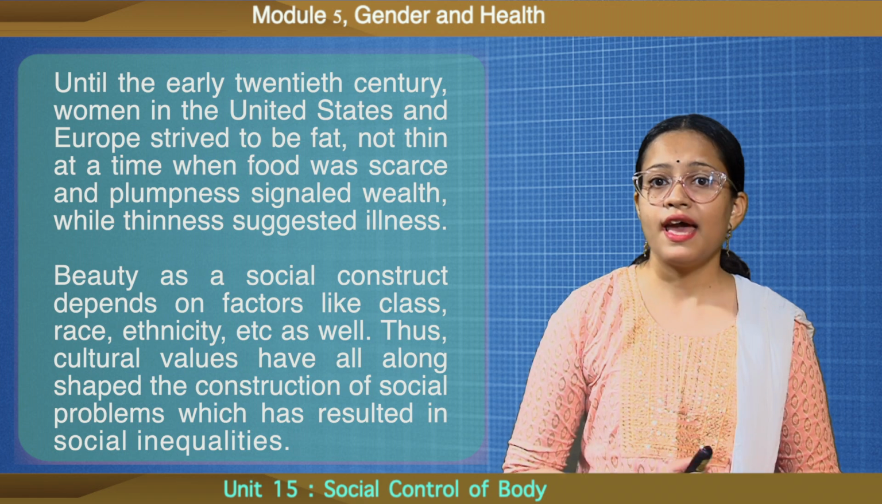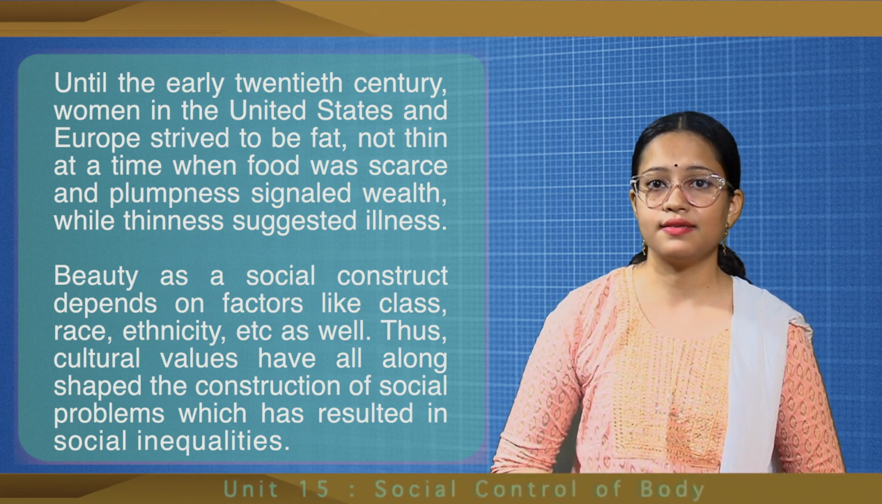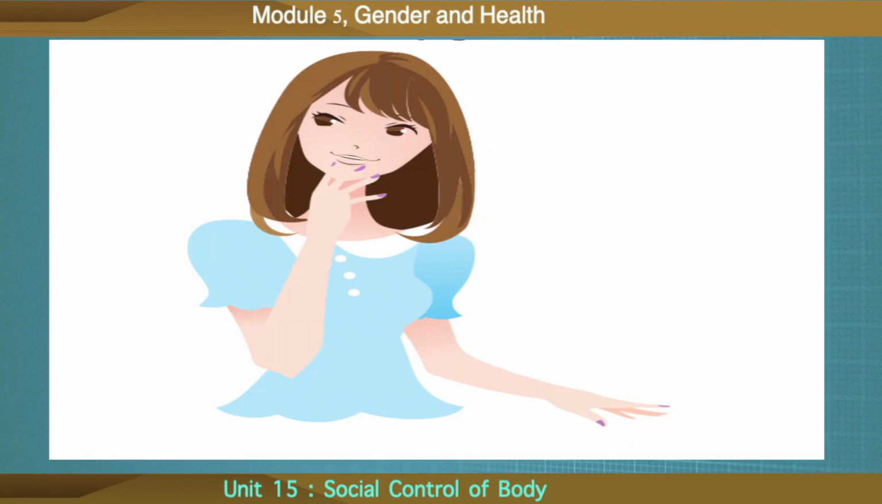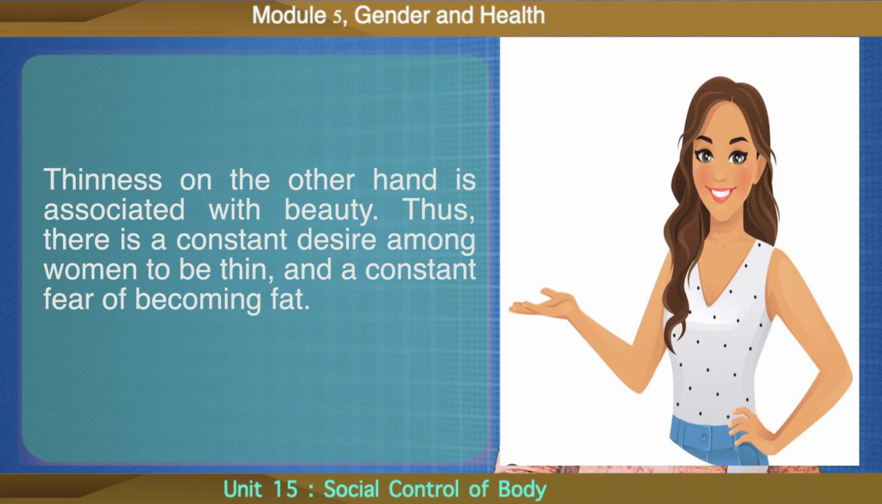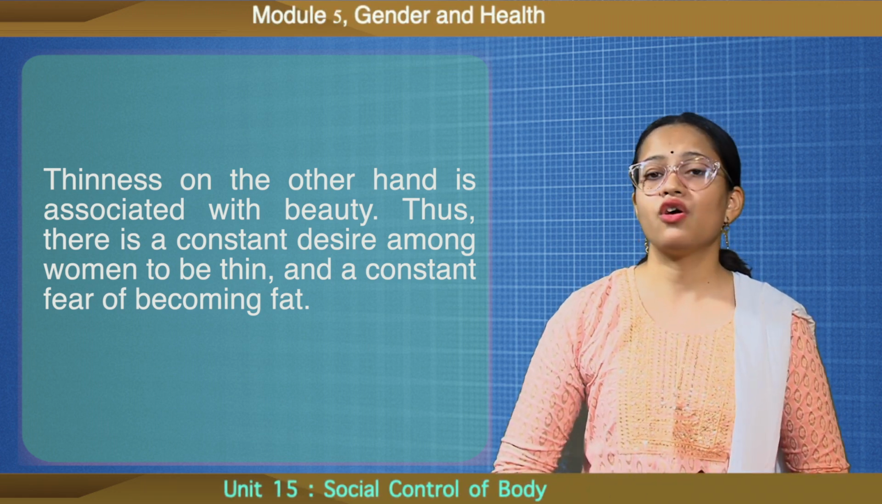Thus, cultural values have all along shaped the construction of social problems, which has resulted in social inequalities. Women have over the years fallen prey to the socially constructed idea of beauty and attractiveness. They have all along been held by hegemonic discourses of beauty standards that are socially prescribed and nearly unattainable for most women. Fat people are often thought of as being self-induced, self-indulged, lazy, and lonely. Obesity has significant associations with ill health and shortened life expectancy. Thinness, on the other hand, is associated with beauty. Thus, there is a constant desire among women to be thin and a constant fear of becoming fat.